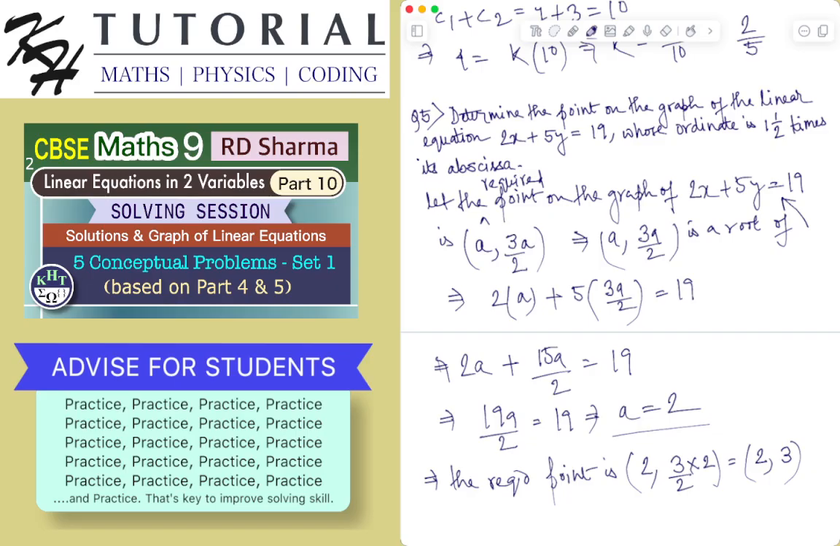So with this, it comes to an end in solving the first set of 5 conceptual problems on the entire chapter of linear equations in 2 variables, particularly the concept of solutions of a linear equation and the graph of a linear equation.